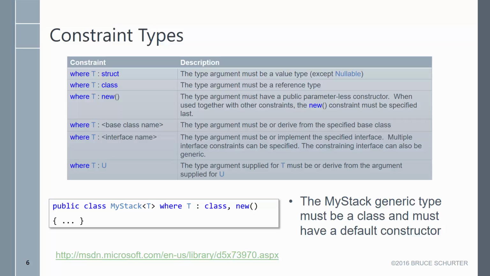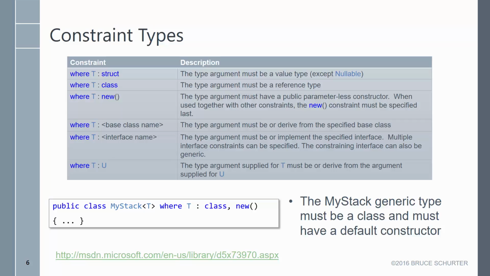And then we have where T is of type U. Now this one's kind of interesting because you specify possibly two types in the generic where you're saying that the first type must be of the second type. So it allows you to pass in two different types to the definition of your generic, and you can force the first type to have to be of that second type.